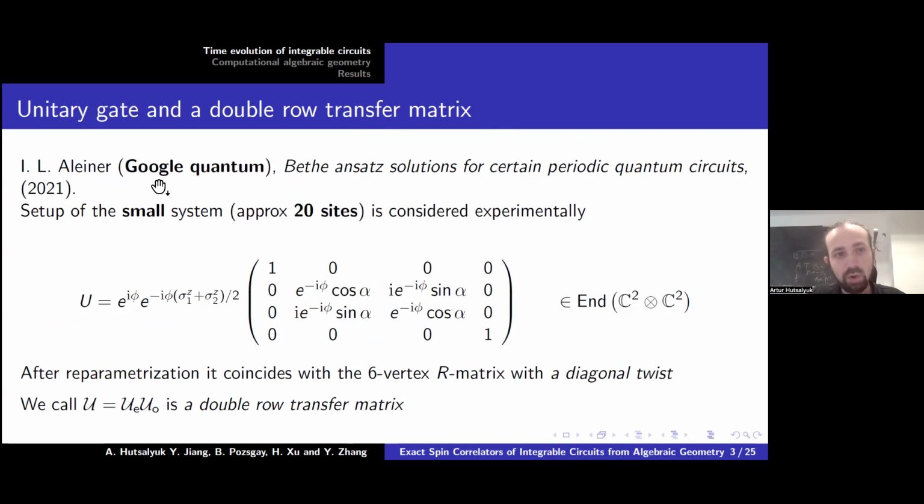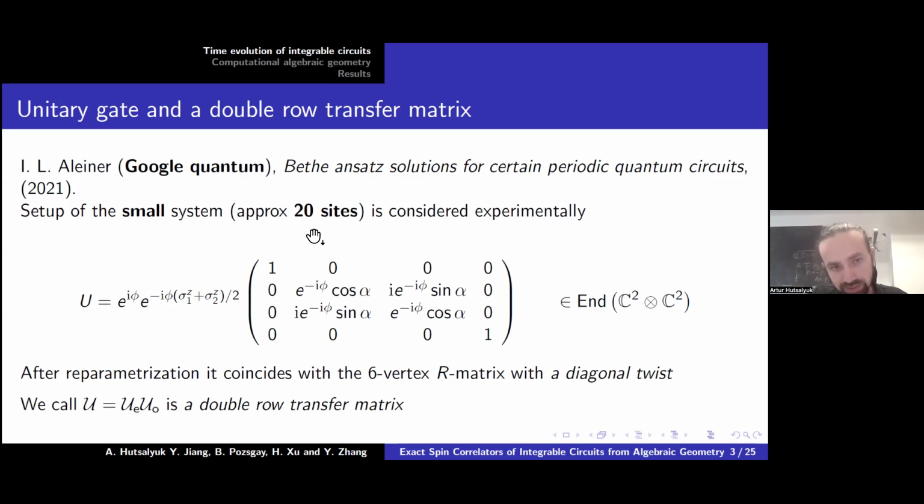Okay. And why this particular setup is interesting for us: the main idea of this project started from the paper of Igor Aleiner, who works at Google Quantum, and this paper was published in 2021. It's Bethe Ansatz solutions for certain periodic quantum circuits. So what was the main motivation behind this work for Igor Aleiner himself? Of course, it's Google Quantum.